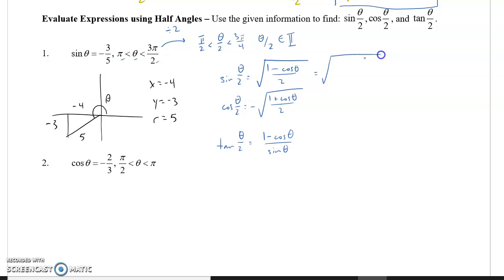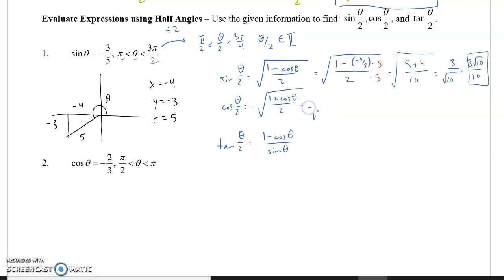So the square root of 1 minus the cosine of theta, which is -4/5, divided by 2. Multiply the top and the bottom by 5. Whatever our denominator is, that's what we're going to multiply the top and the bottom by. So when we distribute, we get 5 plus 4 over 10. Square root of 5 plus 4 is 3. Square root of 10 does not simplify, so when we rationalize, we get 3 root 10 over 10. That is the sine of theta over 2.